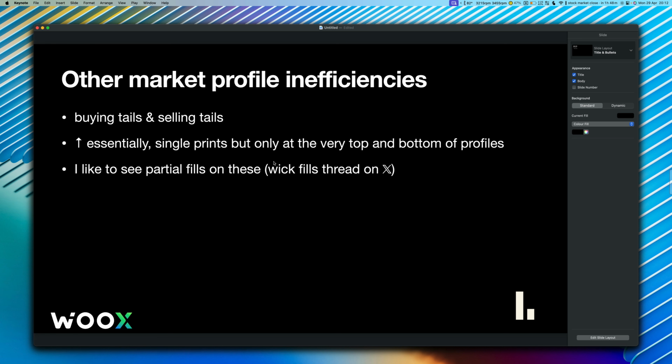Just heading back over to this. So there's other market profile inefficiencies: buying tails and selling tails. I'm just going over the basics of this all before I go into how to trade it. Buying tails and selling tails.